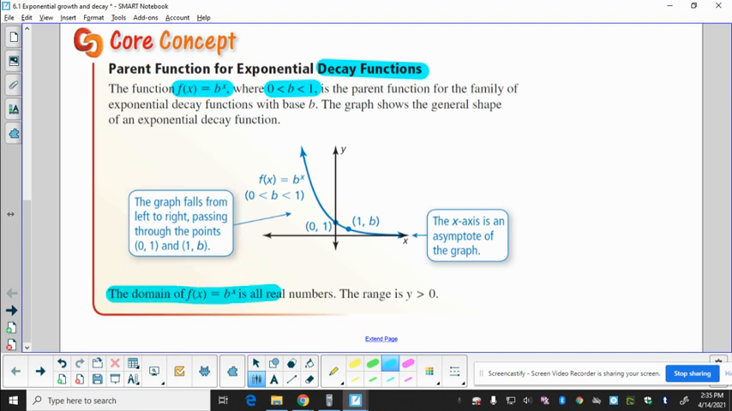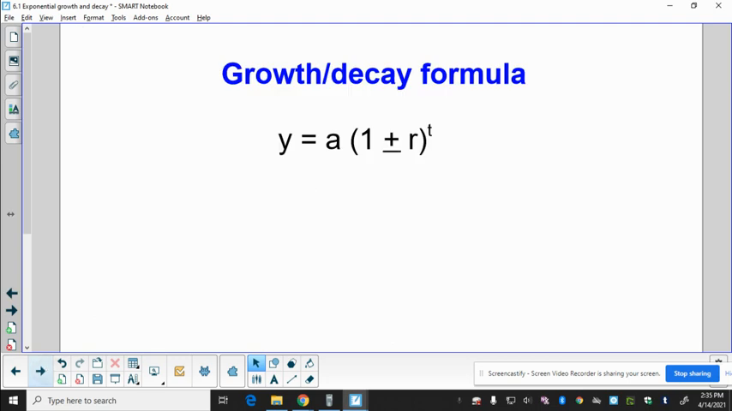Domain is still all real numbers, and the range is still all values greater than 0. It has an asymptote, like we saw in the other picture. So now you got an idea of what these functions look like. Let's go ahead and look at some applications of this formula.